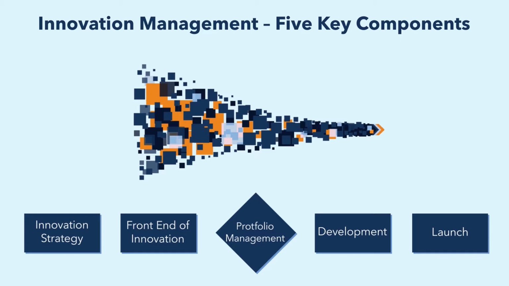The strength of these five linear sequential components is that they are simple and easy to understand for the rest of the organization. The reality is that an innovation process is repetitive. But let's keep it linear to keep things simple.